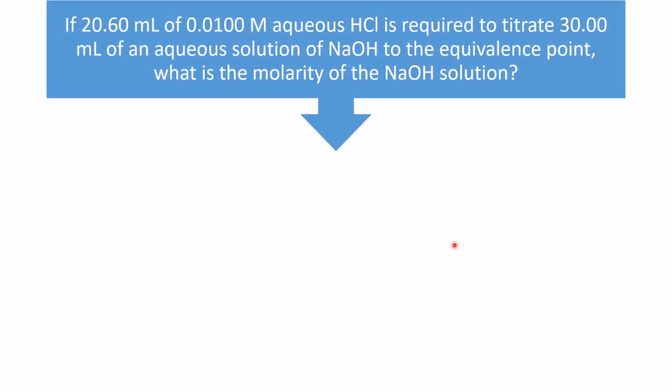Okay, so here's the first one. We take 20.6 ml of 0.1 molar aqueous HCl. We use it to titrate 30 ml of a solution of NaOH. NaOH is of unknown concentration. It takes 20.6 ml of our 0.01 molar HCl in order to get to the equivalence point. So now we're using this to find the molarity of the NaOH solution.